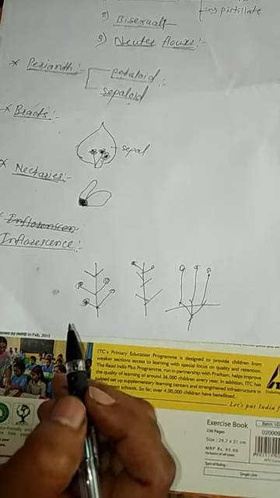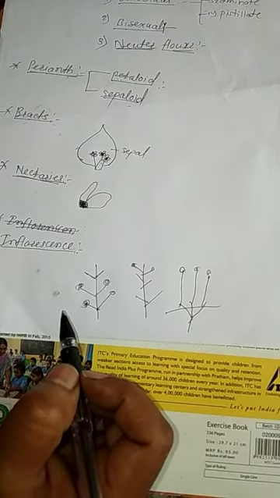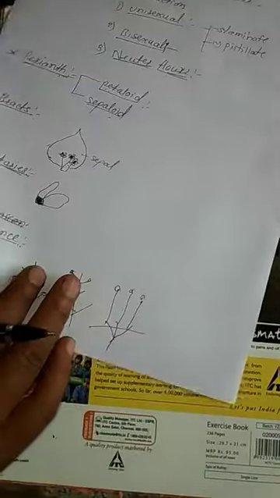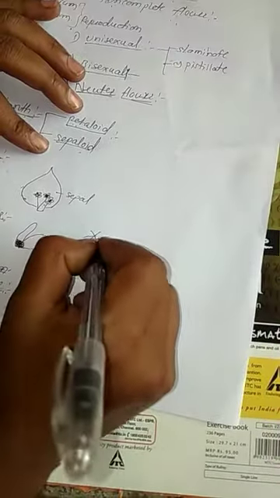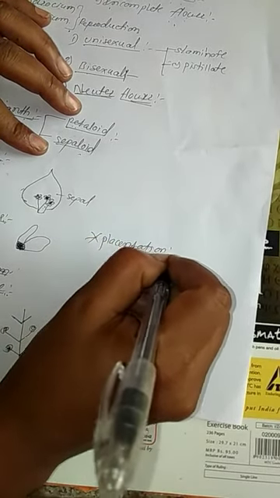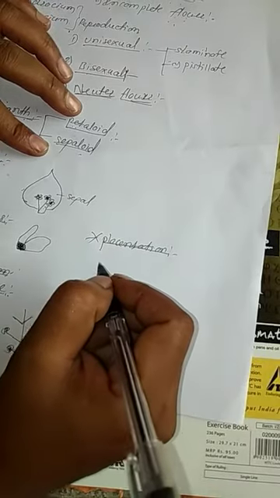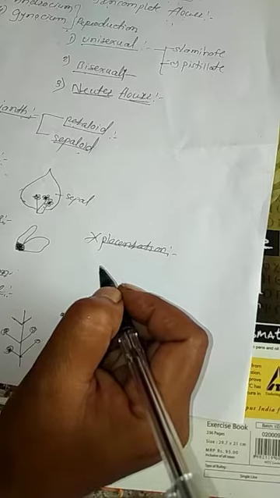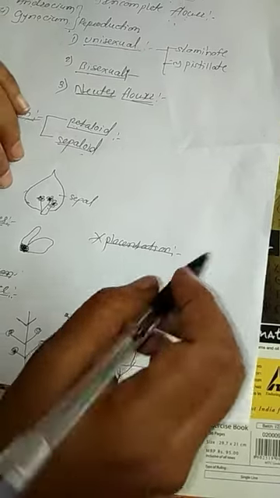Got it? What is meant by the inflorescence? And the next important definition of the flower is the placentation. Placentation. Placentation means what? The placentation is the arrangement in which the ovules are arranged in the wall of the ovary. This is called the placentation.